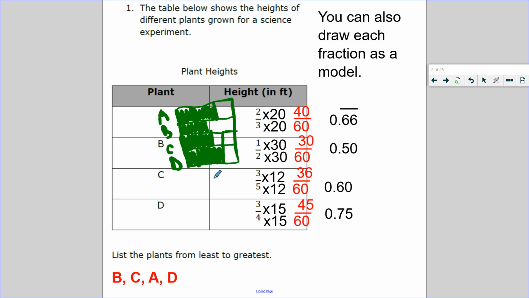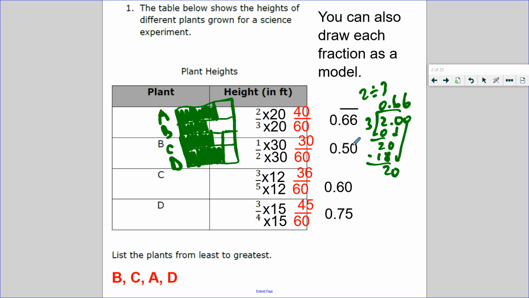Another way you could do it is turn it into a decimal. How do you say this fraction 2/3 as a division problem? 2 divided by 3. Then you just divide. Can 3 go in 2? 0 times. How do you get rid of this remainder? Annex a 0. 3 goes in 20 six times. 2 is the remainder. Annex a 0. 3 goes in 20 six times, so it's 0.66 repeating.